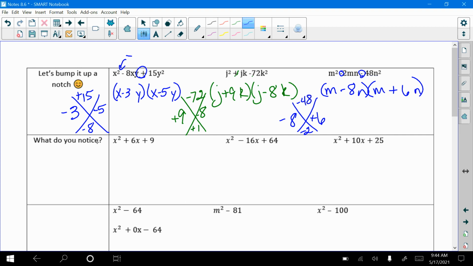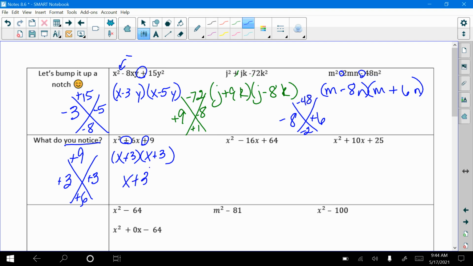So here we go. What do you notice here? Well, let's go ahead and factor like normal. X and an X. I've got factors of 9 that add up to 6. So 3 and 3, positive, positive. So positive 3 and positive 3. So now I'm saying, what do you notice? Hopefully you notice that these again are the exact same. If they're the exact same, I can write it as x plus 3 quantity squared.